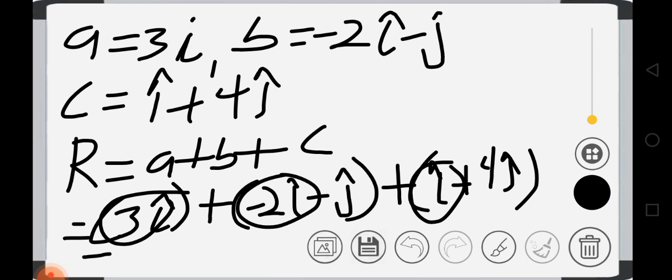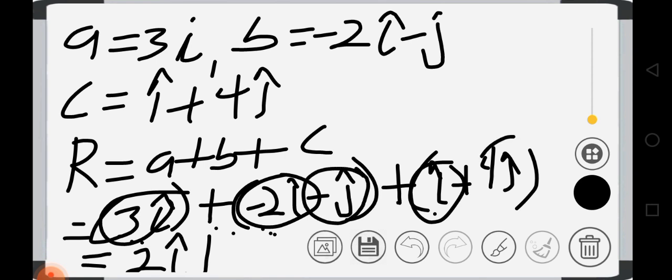What am I going to have? 3 plus minus 2, that is 3 minus 2, that is 1. 1 plus 1i, that is 2i. Then let's check for j now. We have minus 1j plus 4j. Minus 1 plus 4, that is plus 3j. So we're going to have 2i plus 3j. That's the resultant of those 3 vectors. So you take note of that.